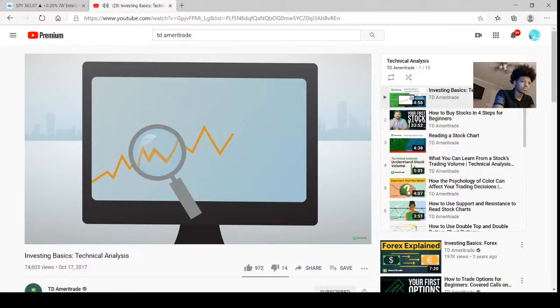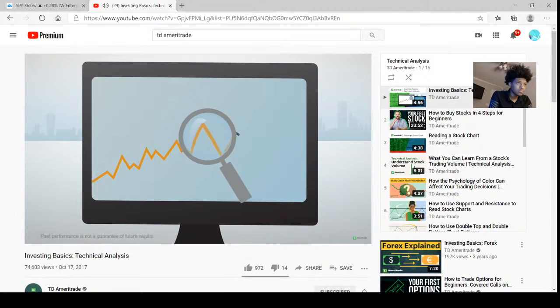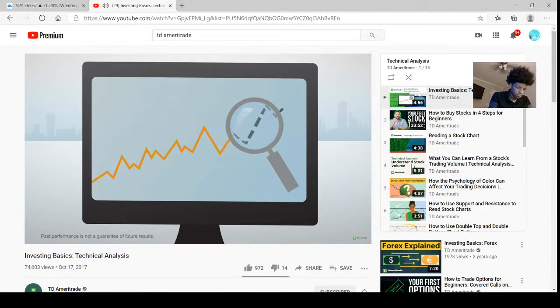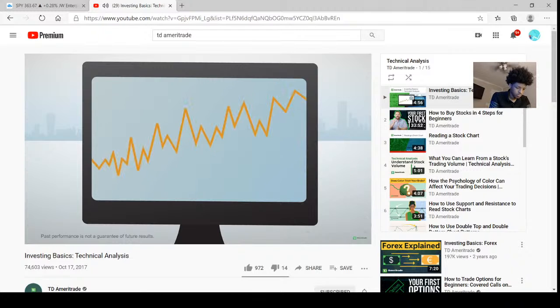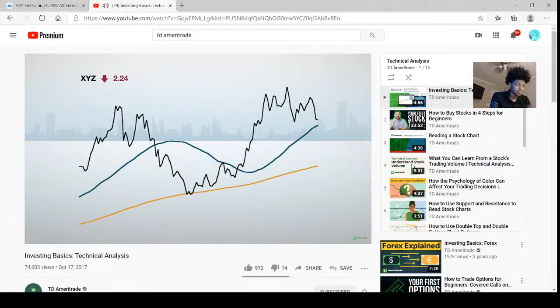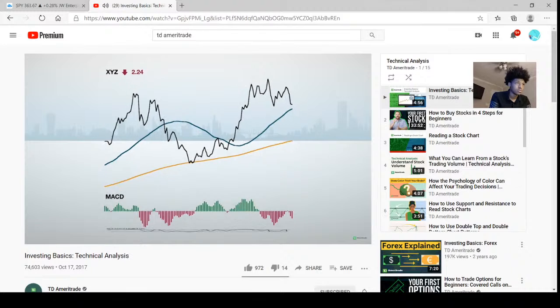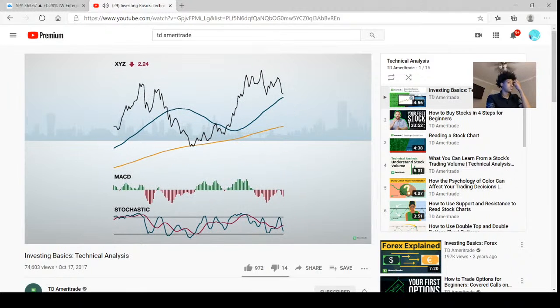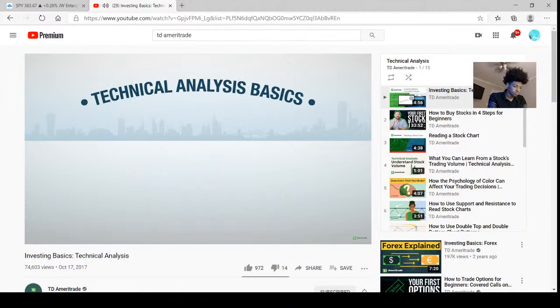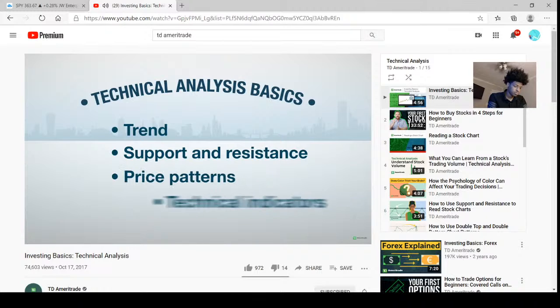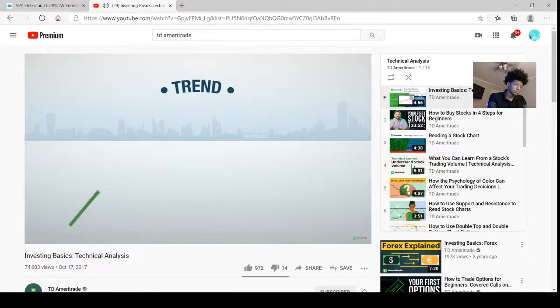Essentially, it's a strategy an investor may use to examine an investment's chart and attempt to forecast its future performance. Some investors may use technical analysis to attempt to identify when to enter or exit a stock position. When performing technical analysis, investors can use a variety of techniques and tools to analyze a chart. In this video, we'll focus on a few technical analysis basics, including trend, support and resistance, price patterns, and technical indicators. Let's start with the first technique, trend.